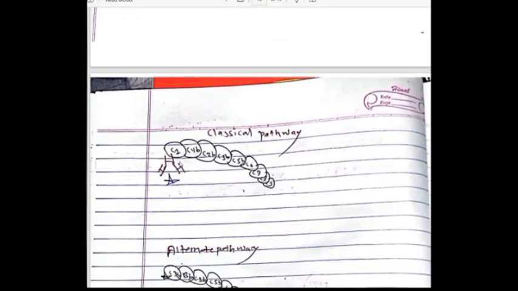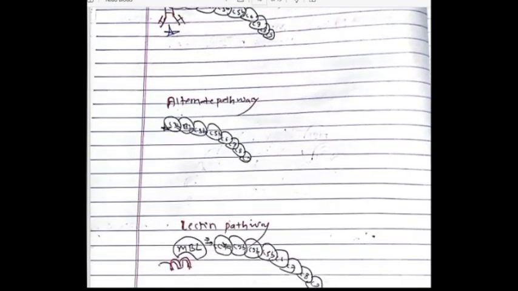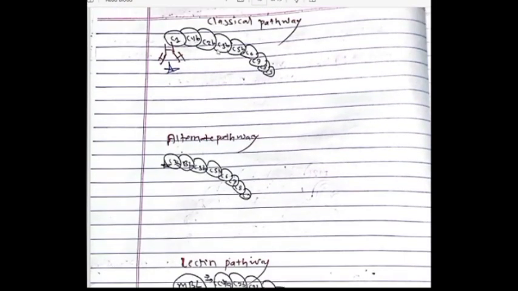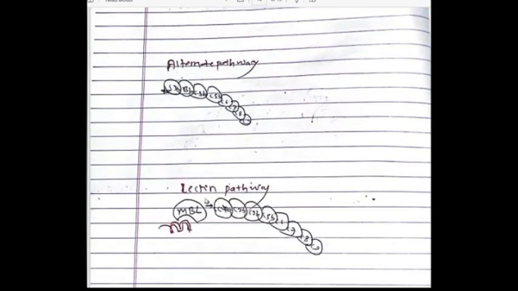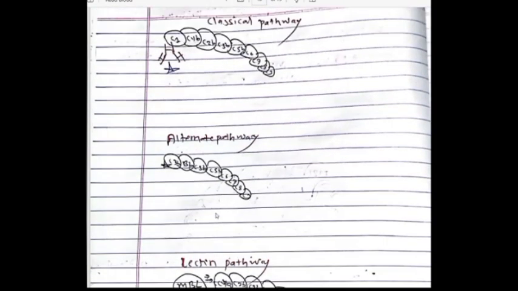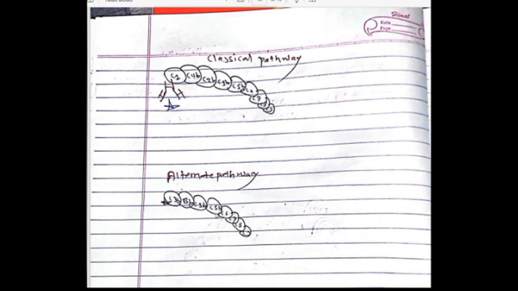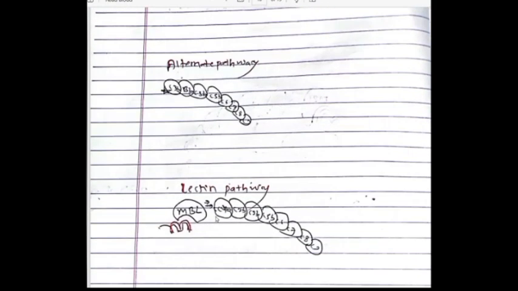In the classical pathway, there is C1: C1, C4b, C2b, C3b, C5b, C6, C7, C8, and C9. But in the lectin pathway, there is no C1, but there will be all components of the classical pathway except C1: C4b, C2b, C3b, C5b, C6, C7, C8, and C9. In the alternate pathway, there is C3b, BB, C3b, C5b, C6, C7, C8, and C9.